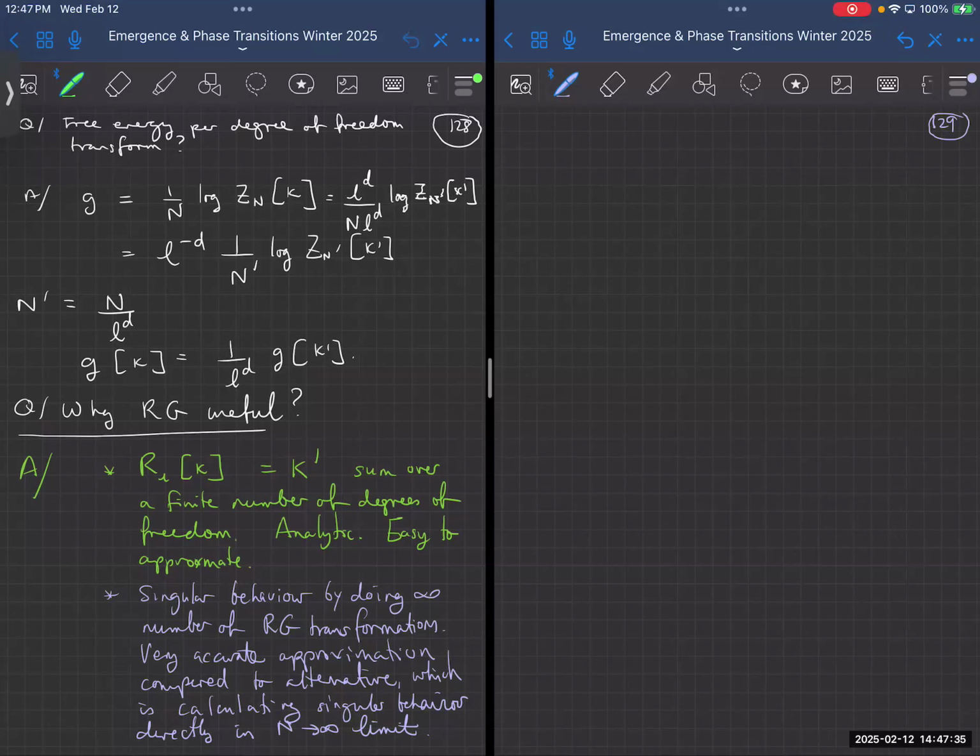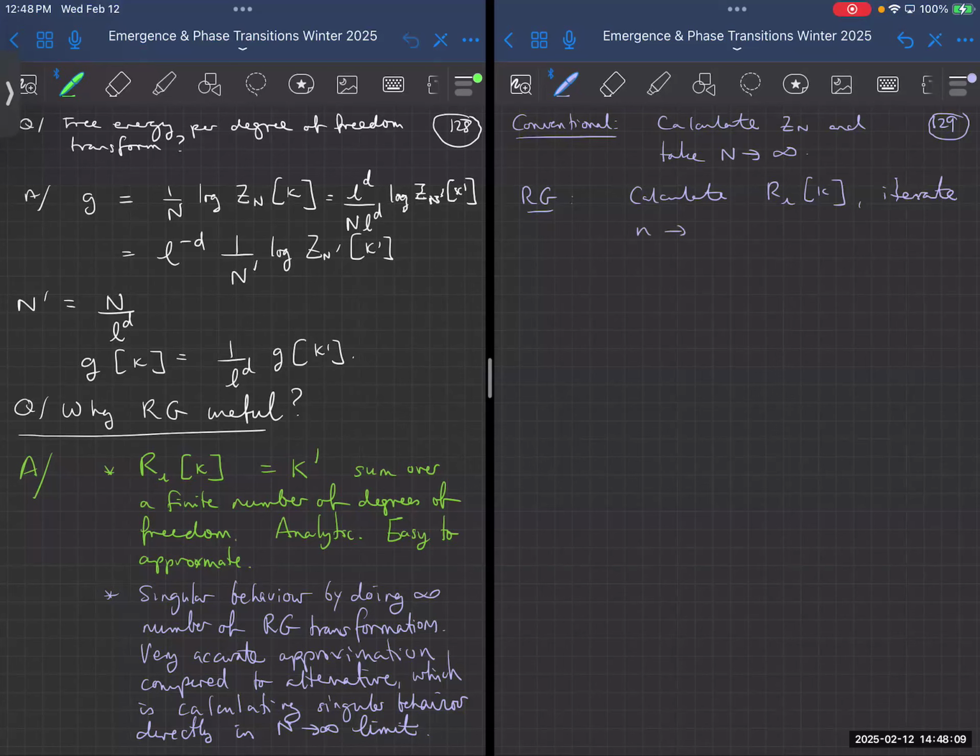So the conventional picture is calculate the partition function and take n to infinity. And the RG picture is calculate R_L of K and then iterate n goes to infinity number of times.